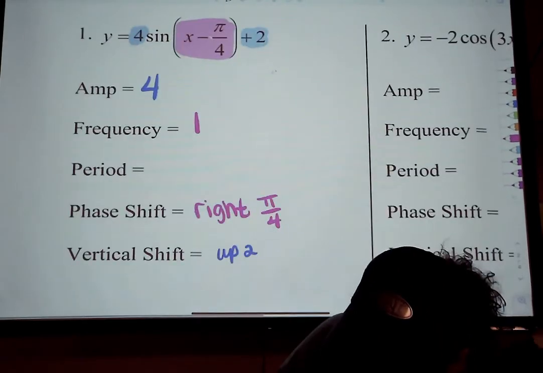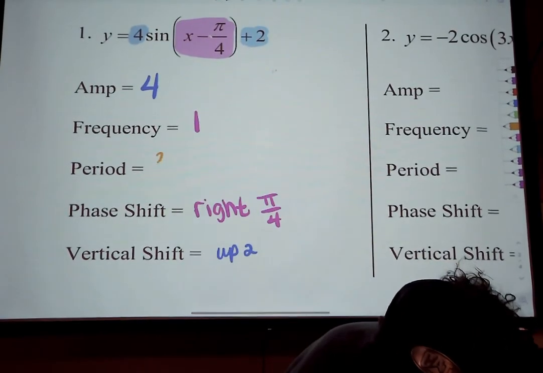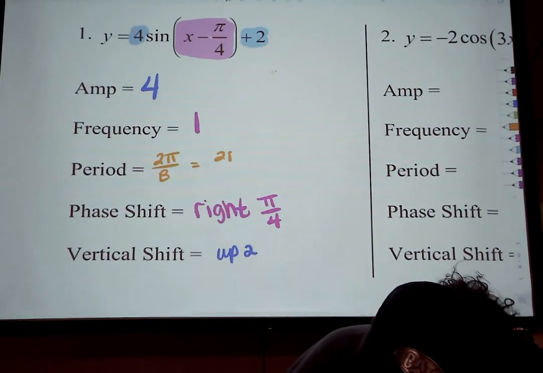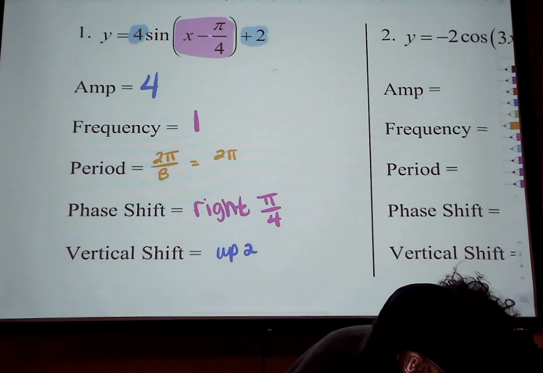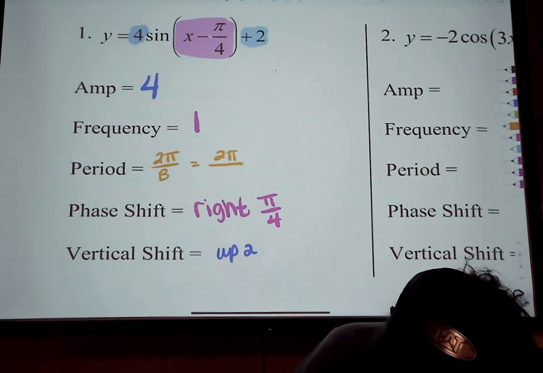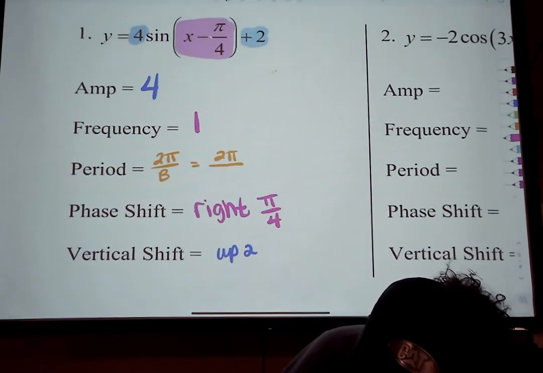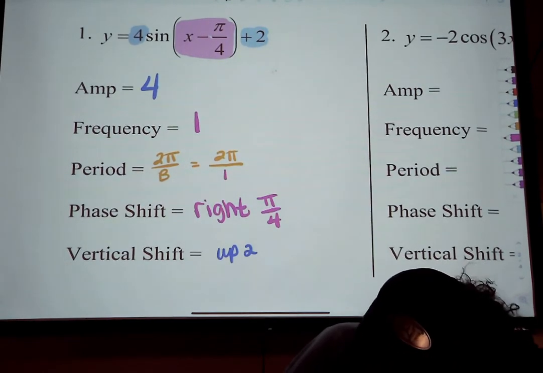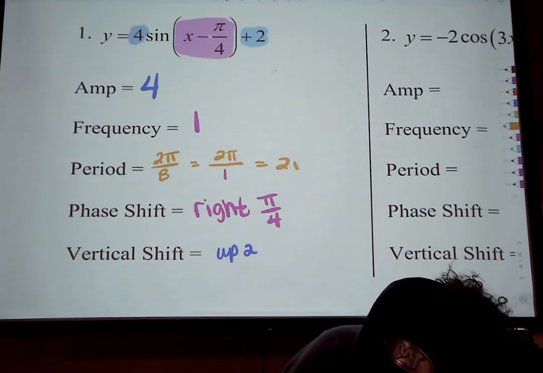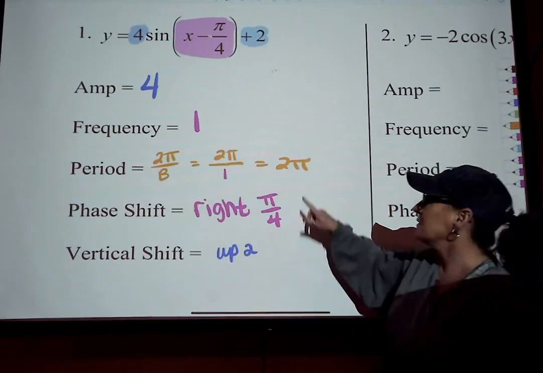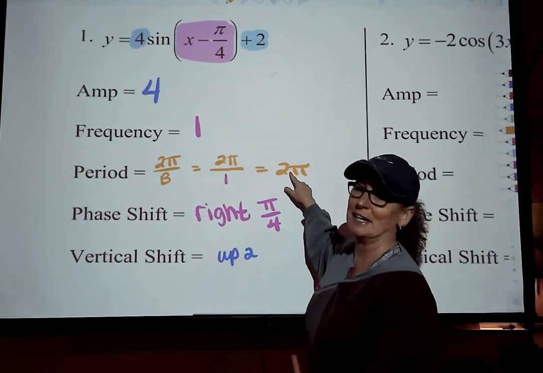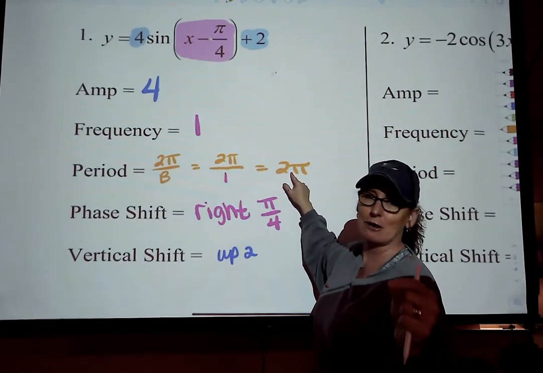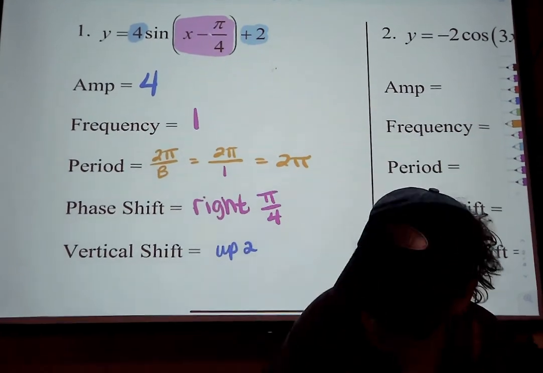Okay, period. Remember how I said to memorize that little formula? It's 2 pi over b. So let's do 2 pi over, what did we say b was? It's right above there. It says b is 1. That's the frequency. So the period is 2 pi. This is going to be hugely important. Can I say that? Hugely? This is going to be hugely important when we go to make our graph. Moving on. Next one.